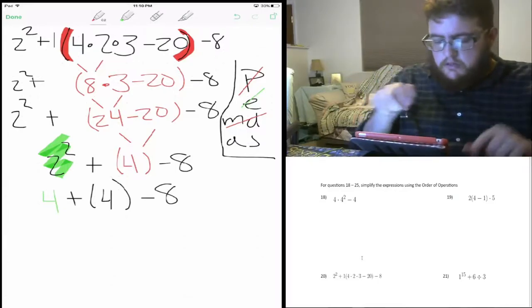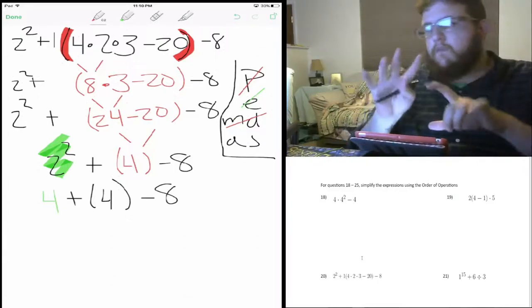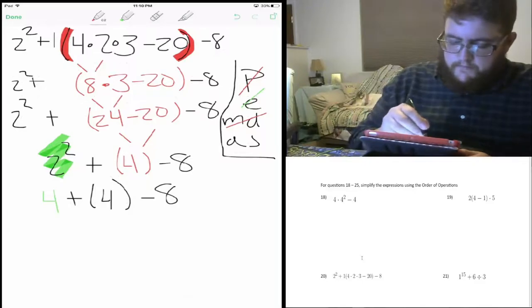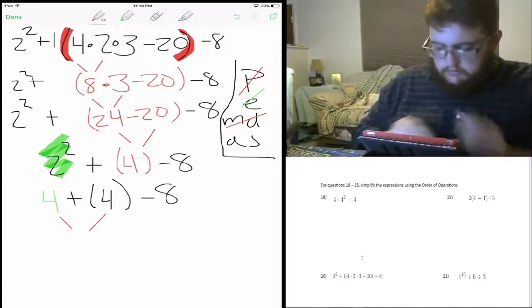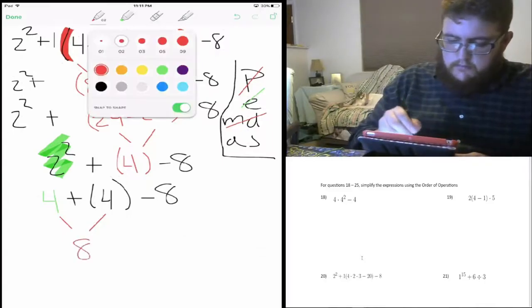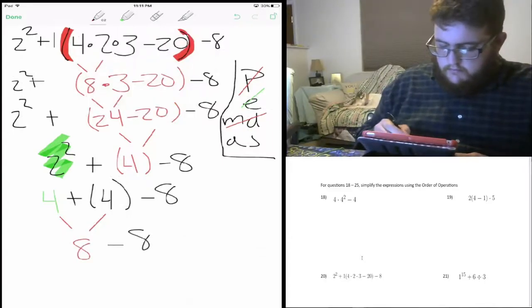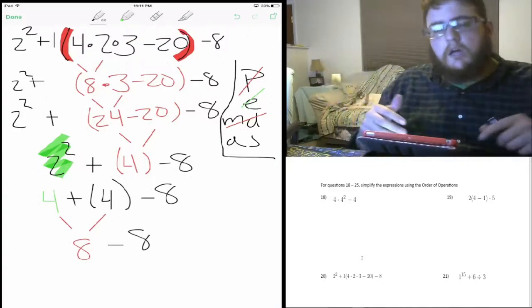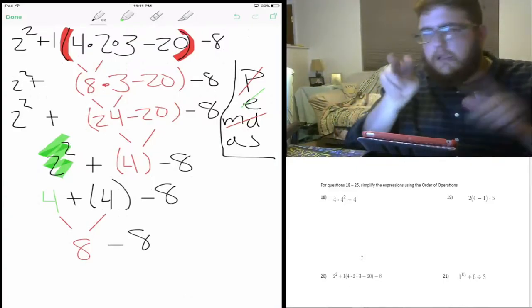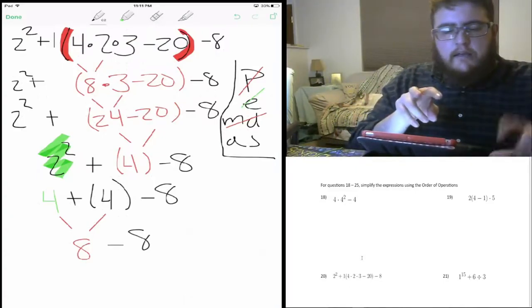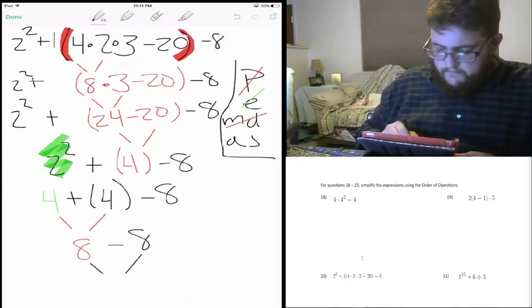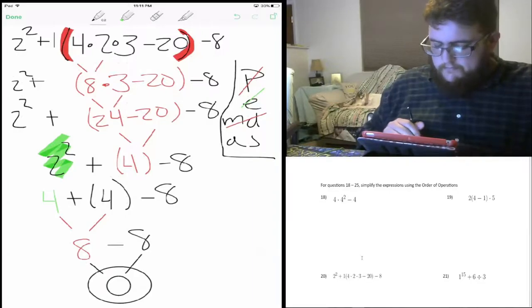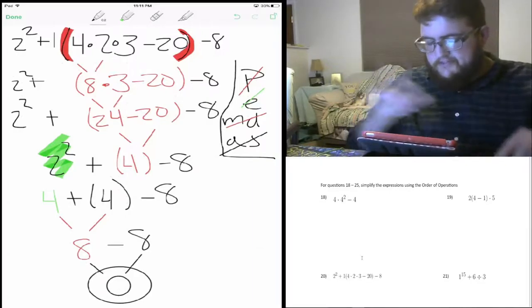So we're going to cross out multiplication and division because there's none left. We do have addition and subtraction here, so we have to go from left to right. The first piece is 4 plus 4, which is 8. Bring everything else down. Going from left to right again, the first and only piece of addition or subtraction left is 8 minus 8, which is 0. So our answer to this is 0.